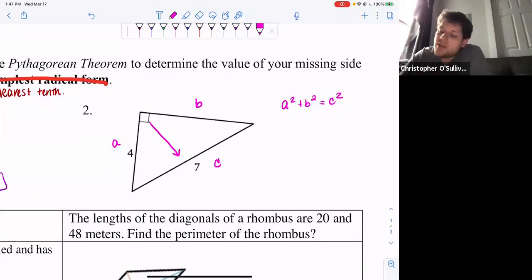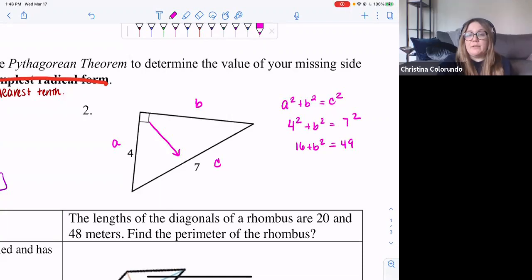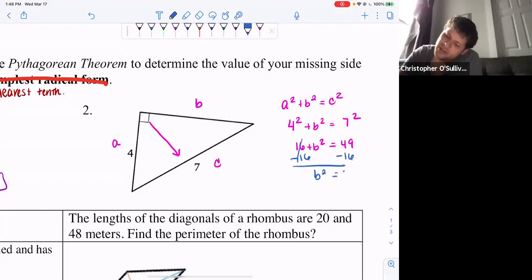So I make my substitution. So I have 4 squared plus b squared equals 7 squared. And we know 4 times 4 is 16. Plus b squared equals 49, because 7 times 7 is 49. Miss C, how do we get rid of our 16 again? We need to subtract 16 from both sides of the equation. So we get b squared equals 33.